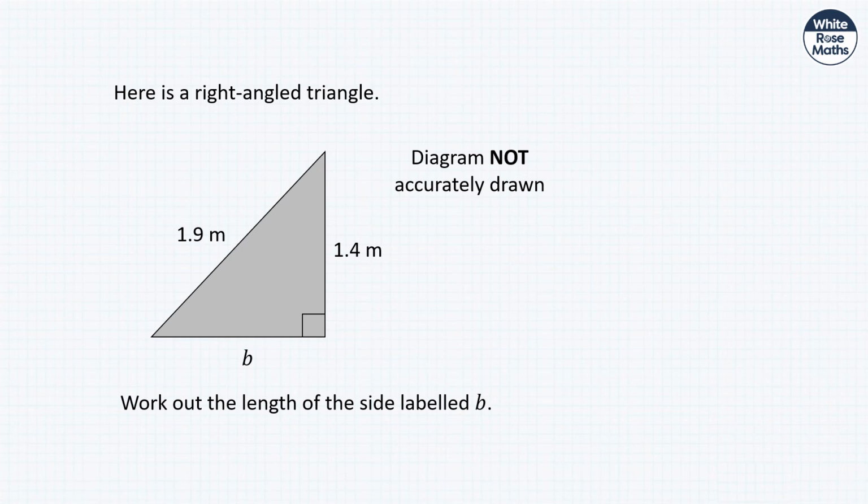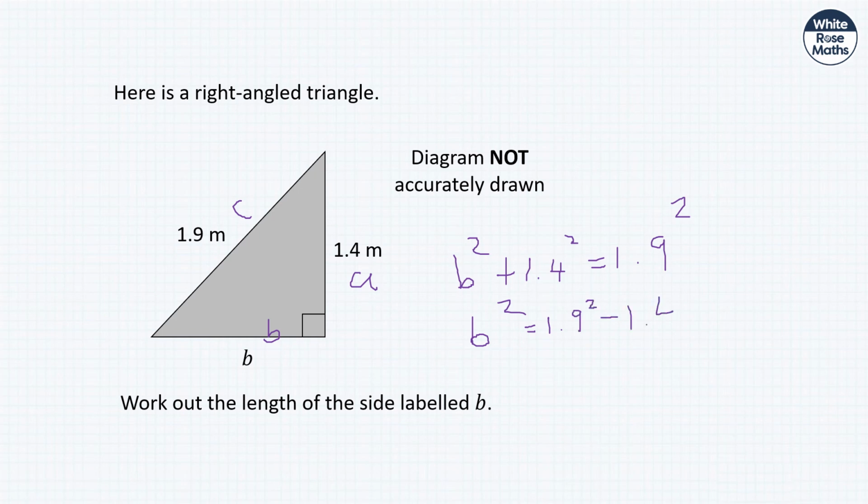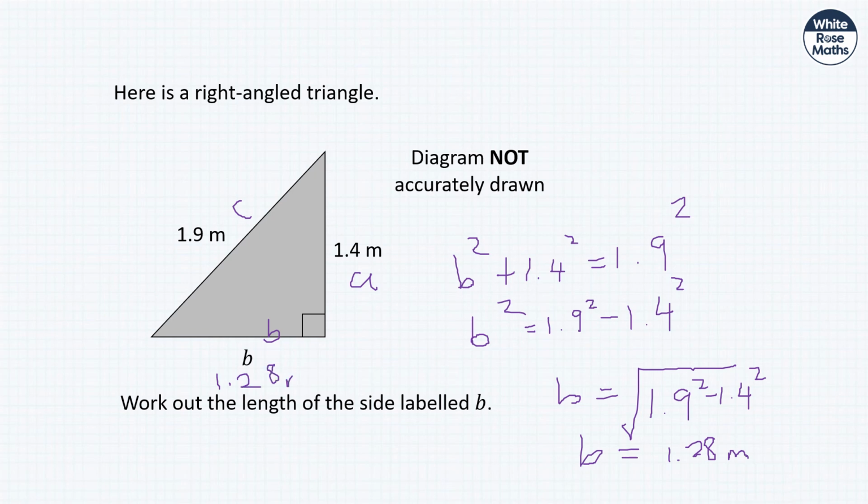This next one is a bit trickier now. This time we are given the hypotenuse and we've got to work out the shorter side length. So this time I can set up an equation. I'm going to have b squared plus 1.4 squared equal to 1.9 squared. Think of that as your b, that is your a, and that is your c. I'm now going to rearrange it, so b squared is equal to 1.9 squared subtract 1.4 squared, and the final step is b is equal to the square root of 1.9 squared subtract 1.4 squared. I can then put this into my calculator, and I get an answer of 1.28 meters to 2 decimal places. So 1.28 or 1.3 meters, either answer would suffice.